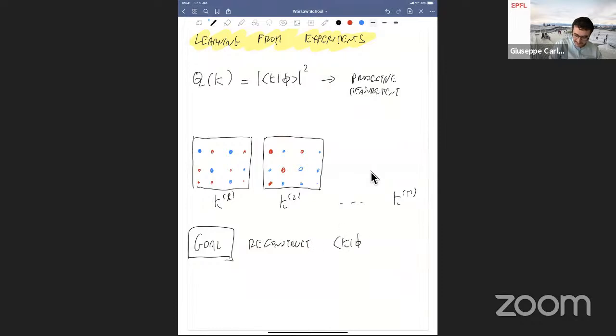In other words, the wave function amplitudes of my wave function in some fixed computational basis K, using only these projective measurements. Okay, so this task is known as quantum state reconstruction.